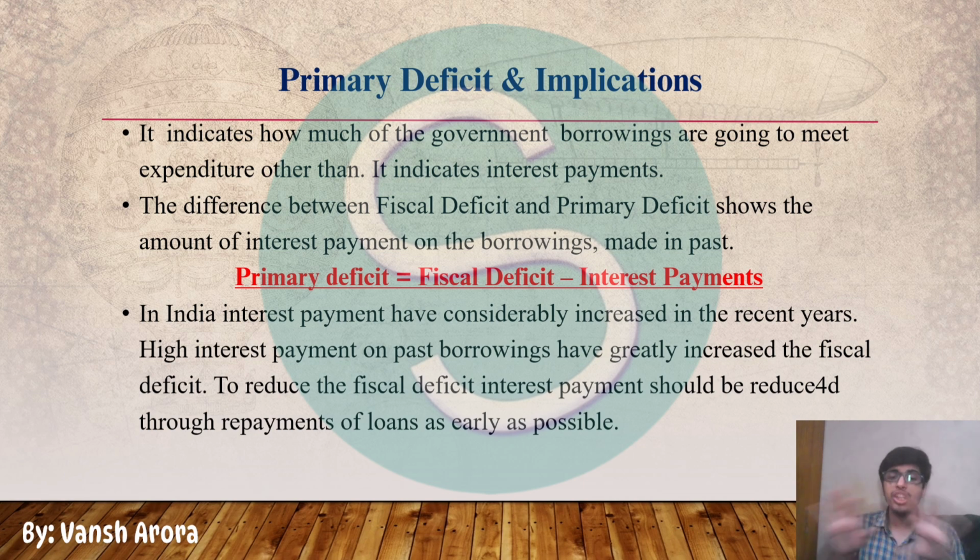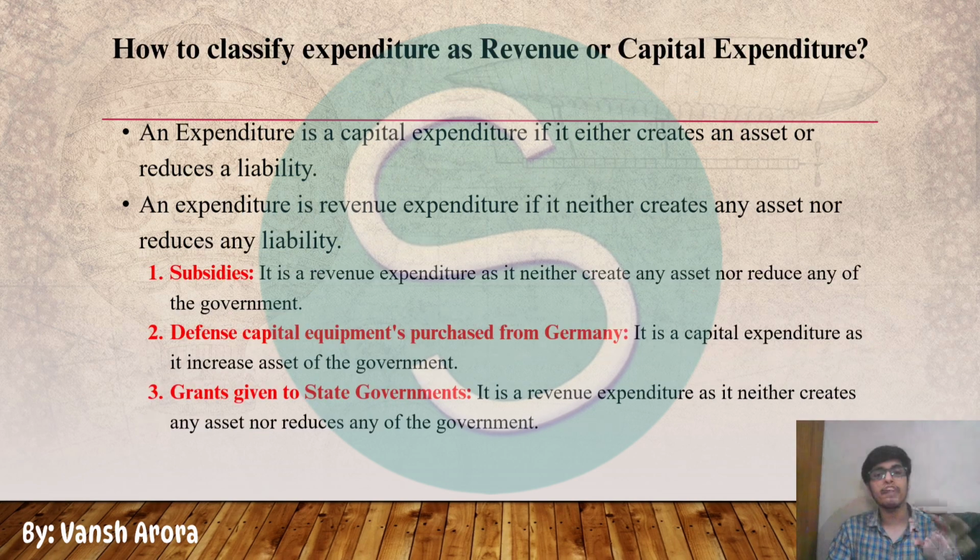Like if we have to reduce our fiscal deficit, we have to just repay our loan to reduce the interest obligation timely or as early as possible. So this is all about the various types of deficit that we are having.